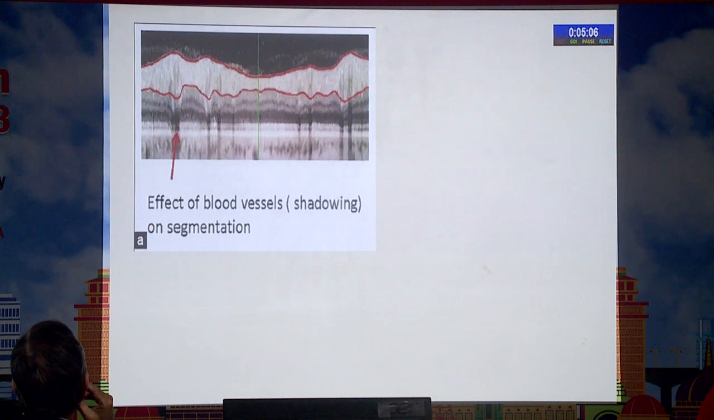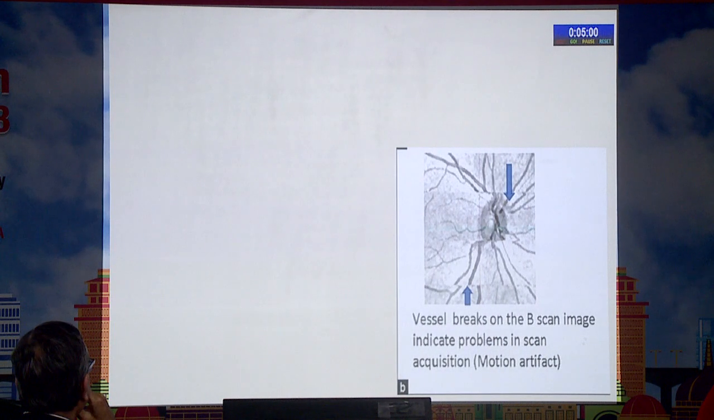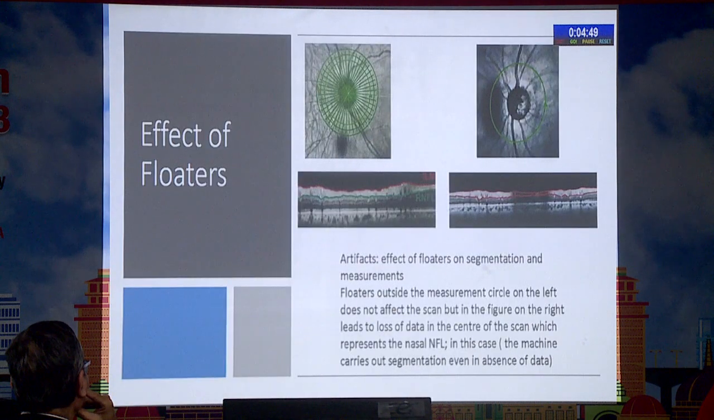Sometimes the blood vessels cause shadowing on segmentation, giving lower RNFL values. Sometimes we used to see in the past motion artifacts characterized by horizontal displacement of images, but nowadays this is not common because of faster acquisition of images. Sometimes a floater comes in the path of calculation circle, giving us lower RNFL values, and this changes to normal after blinking when the floater moves away from the calculation circle.